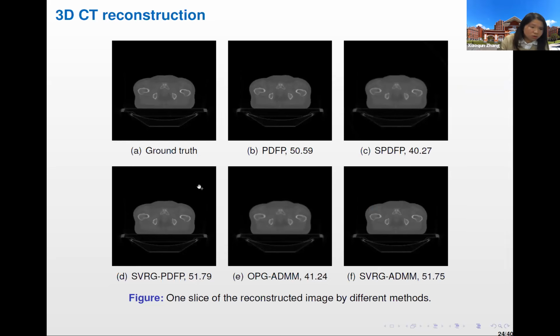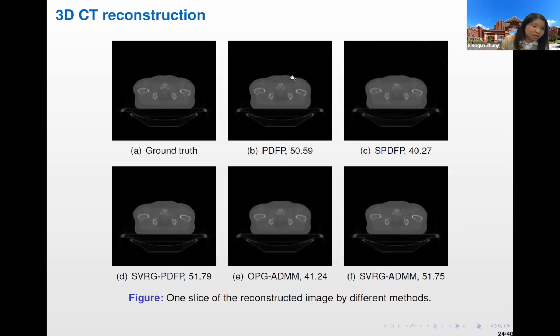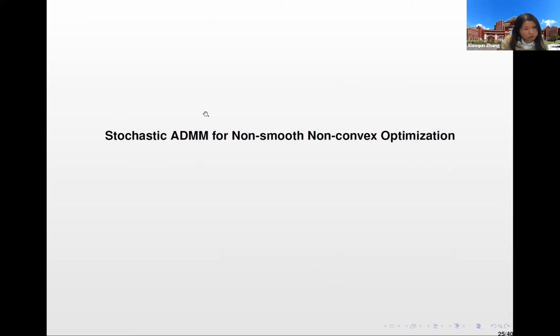And we also show the accuracy will be similar, okay? So SVRG-PDFP and SVRG-ADMM achieve higher PSNR, but not that much, so the difference is not that high. But if we look at separate slices, because it's 3D, and take out particular slices, we find that SVRG-ADMM and SVRG-PDFP are still higher compared to the ones without variance reduction, and even higher than this PDFP. Okay, so that's the first part, our attempt for this convex problem.